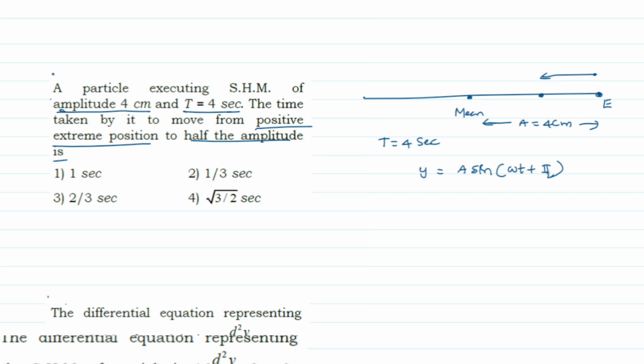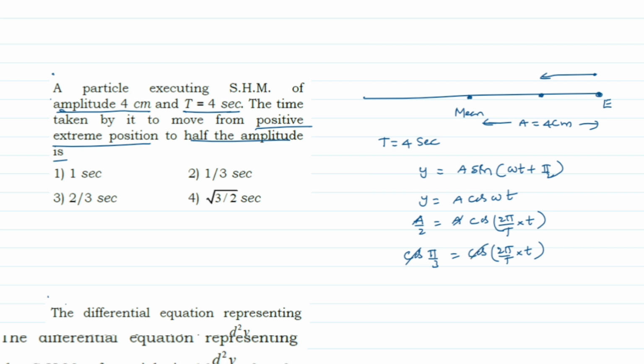Now here sin(90 plus theta) will be cos theta, so y equal to a cos omega t. To complete half of the amplitude means y equal to a by 2, so a cos(2 pi by T into t). A gets cancelled. In terms of the cos function, 1 by 2 you can write as cos pi by 3. Cos pi by 3 is nothing but cos 60, and cos 60 is nothing but 1 by 2. So here you can write cos 2 pi by T into t.